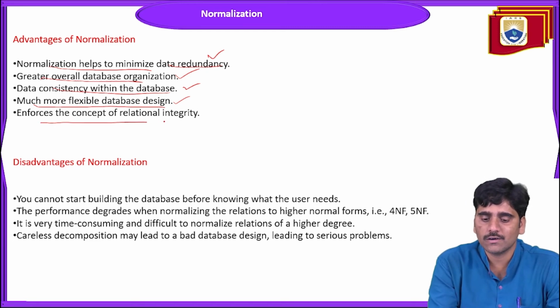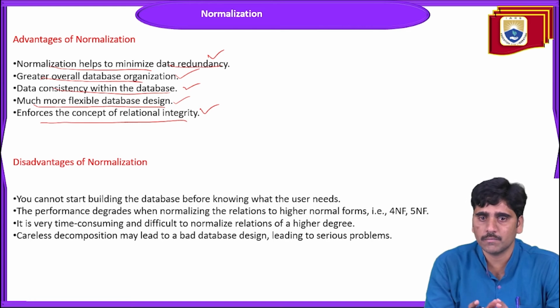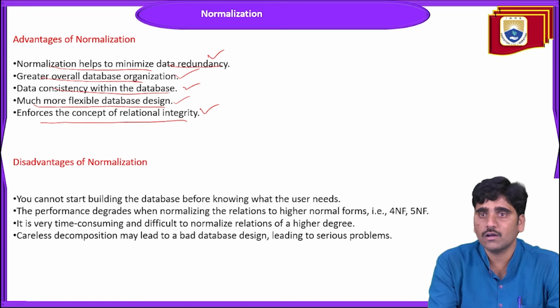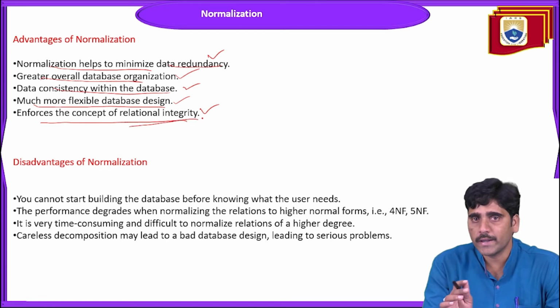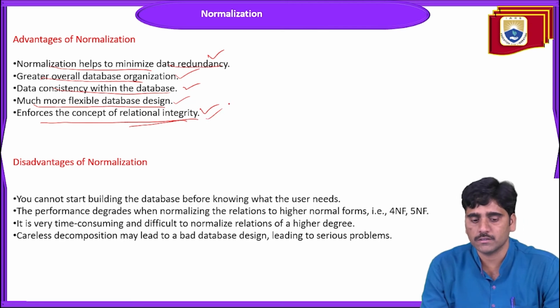And it enforces the concept of relational integrity. So for the relational values, like foreign key integrity constraints or primary key integrity constraints, by applying them we can also reduce the duplications. So this is also one advantage of normalization.